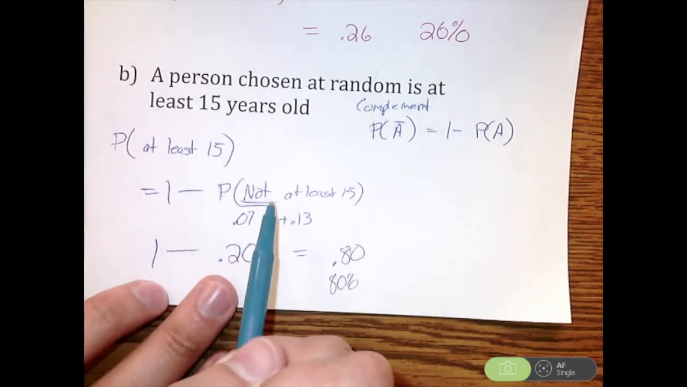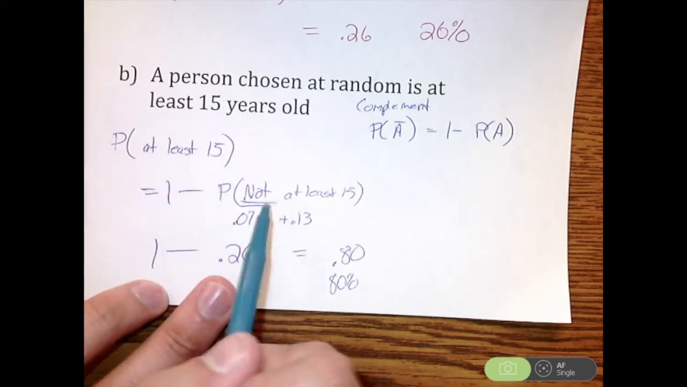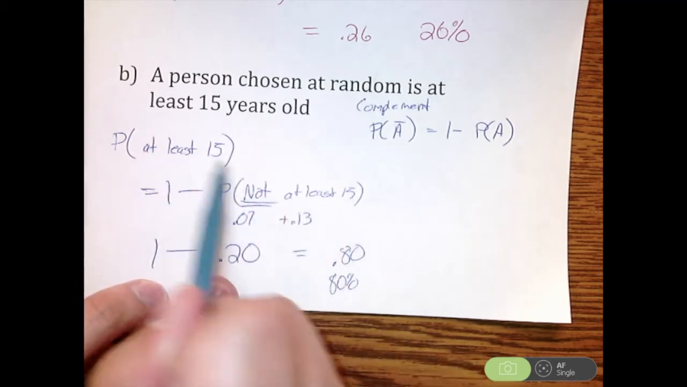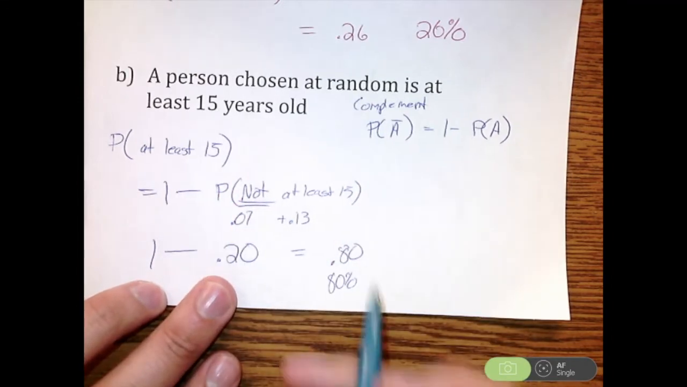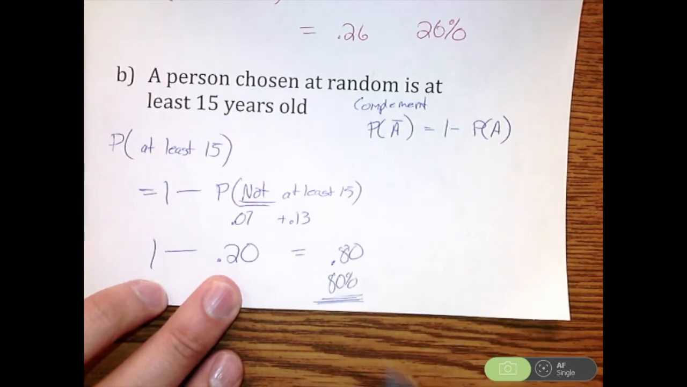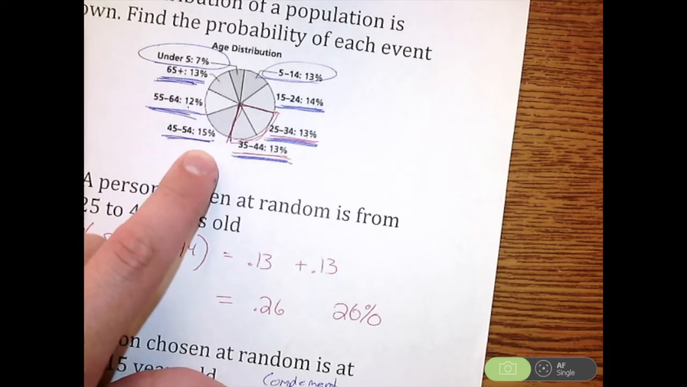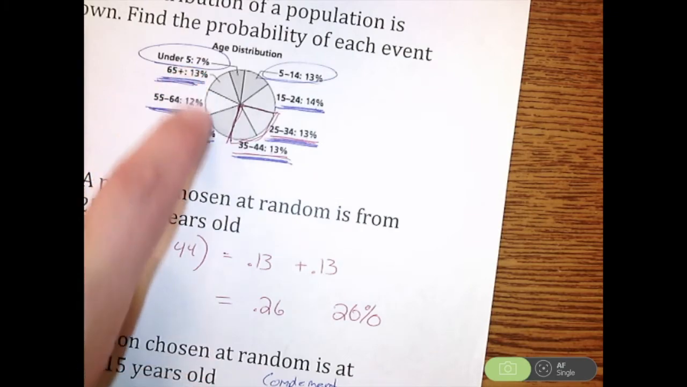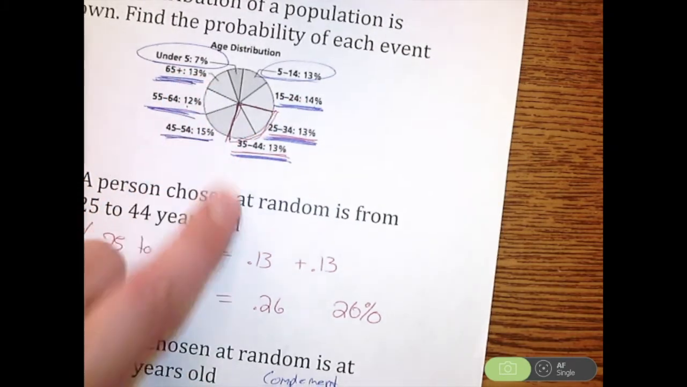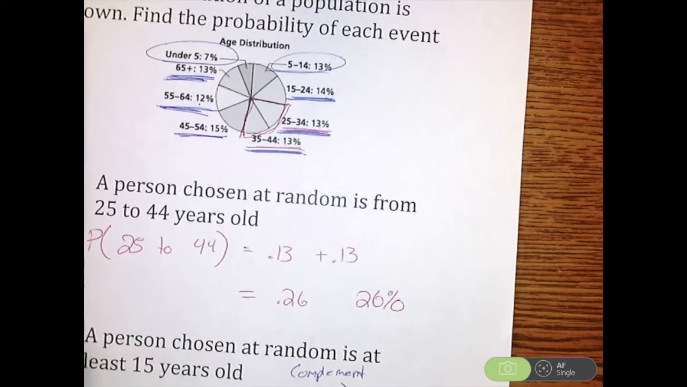If this was not, then this would be. So if I said what's the probability of not at least 15, that's the same as 1 minus the probability that they are at least 15. Notice how these are opposites, which makes them complements. So we got 0.80 or 80%. We would have still gotten the same thing if you would have taken 0.15 plus 0.13 plus 0.13 plus 0.14. So you would have gotten 80 if you would have added those up too. I just wanted to show you the idea of a complement.